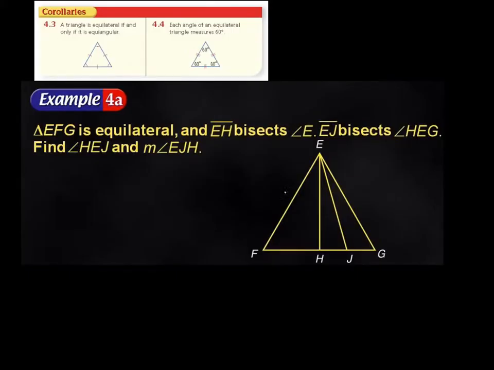Triangle EFG is equilateral. So that means these angles all have to be the same. They'd all be 60. And segment EH bisects angle E. Bisects means cut in half. So that means that this angle would have to be half of 60. So that's angle HEG.